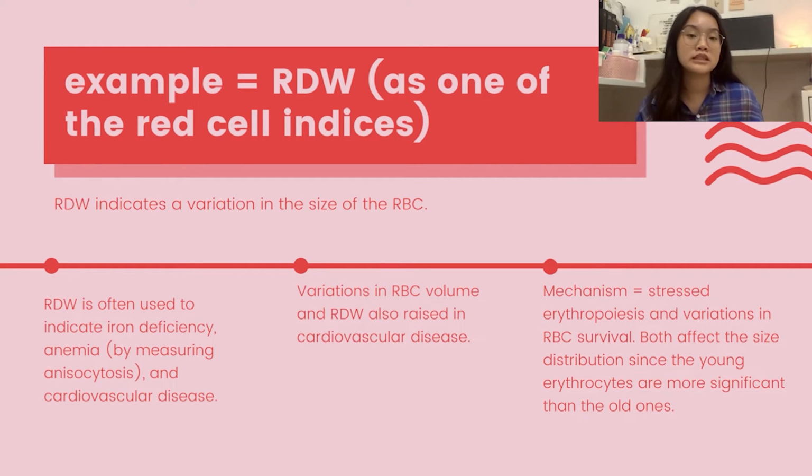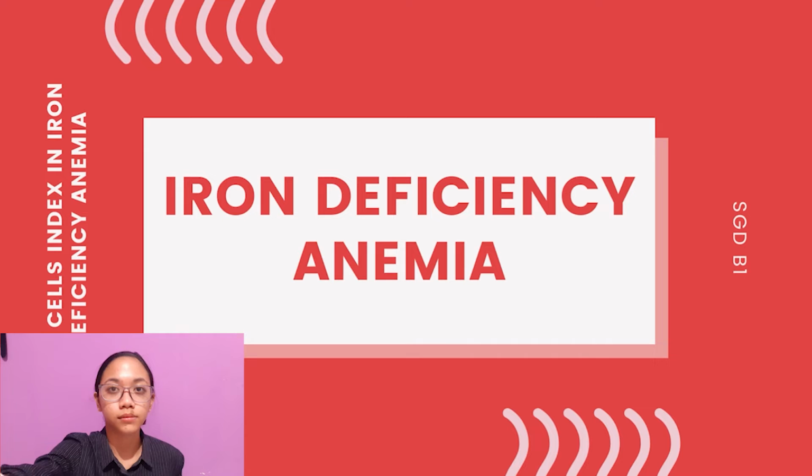Variations in red blood cell volume and RDW are also raised in cardiovascular disease. A high RDW is closely associated with an increased risk of cardiovascular causes and mortality. Stress erythropoiesis and variations in RBC survival are mechanisms that explain the association of RDW with mortality.